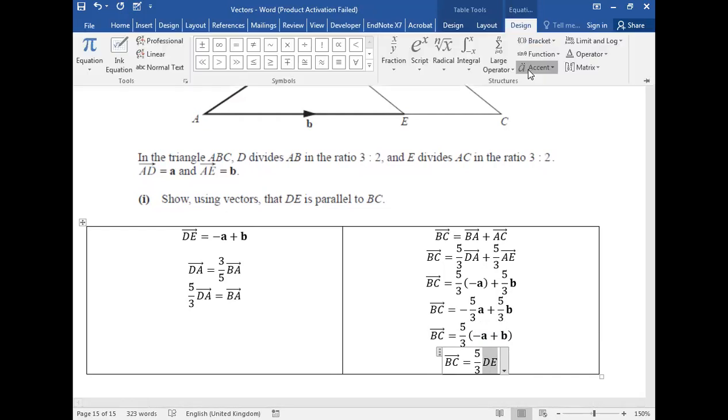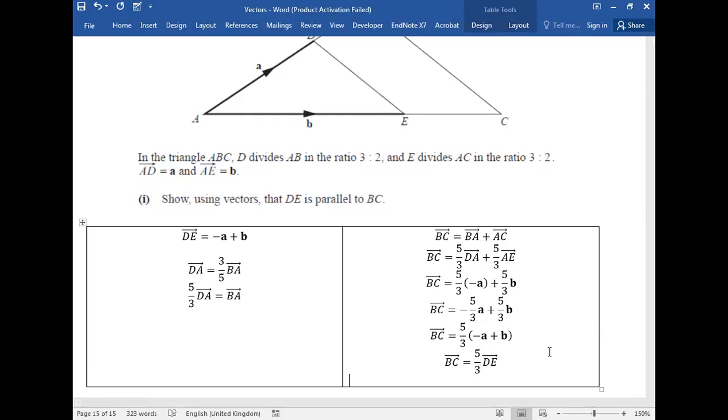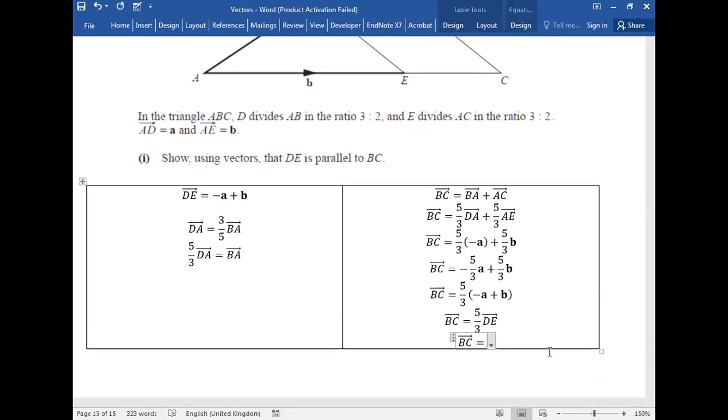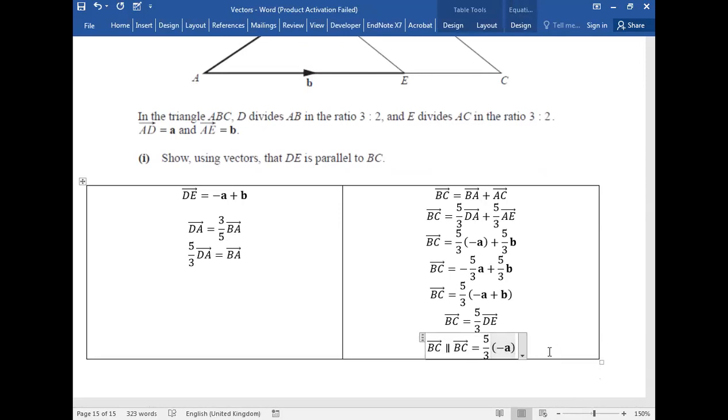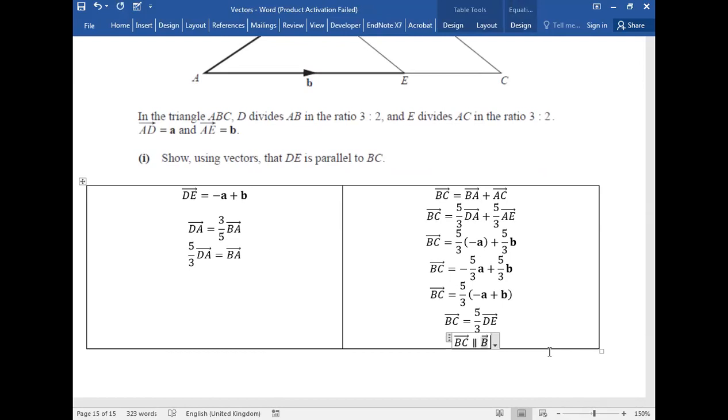So once we prove that two vectors are just scalar multiples of each other, we can say that BC is parallel to DE. Makes sense? Understood? Now what does the second part say?